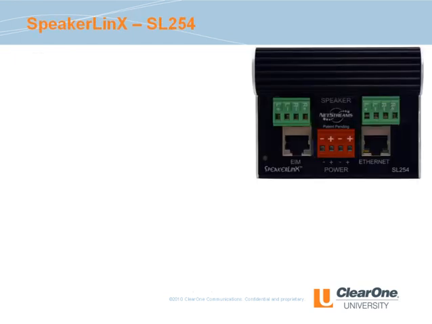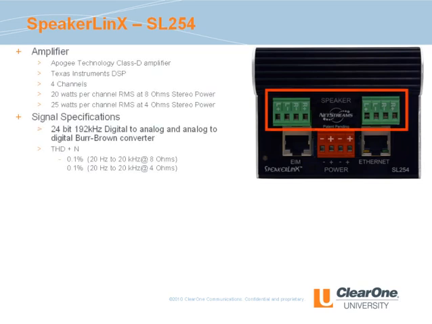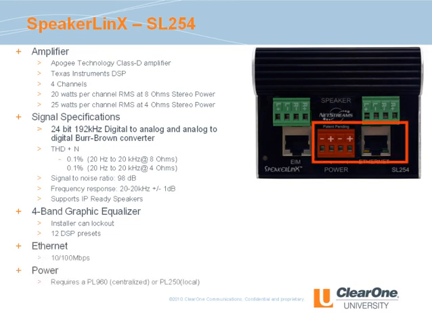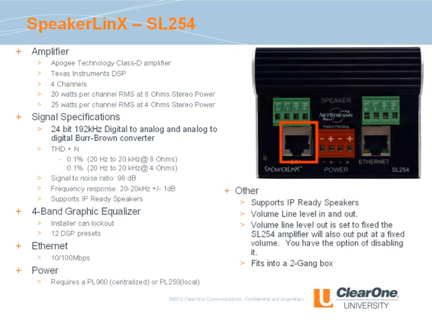The SL254 is an interesting SpeakerLinks. This SpeakerLinks includes 4 channels, with each channel rated at 25 watts per channel at 4 ohms or 20 watts per channel at 8 ohms. Much like the SL251, it includes the same 4-band graphic equalizer presets and has similar signal specifications. Its power and Ethernet requirements are identical to the other SpeakerLinks, and it has the same EIM capabilities as the SL9250.